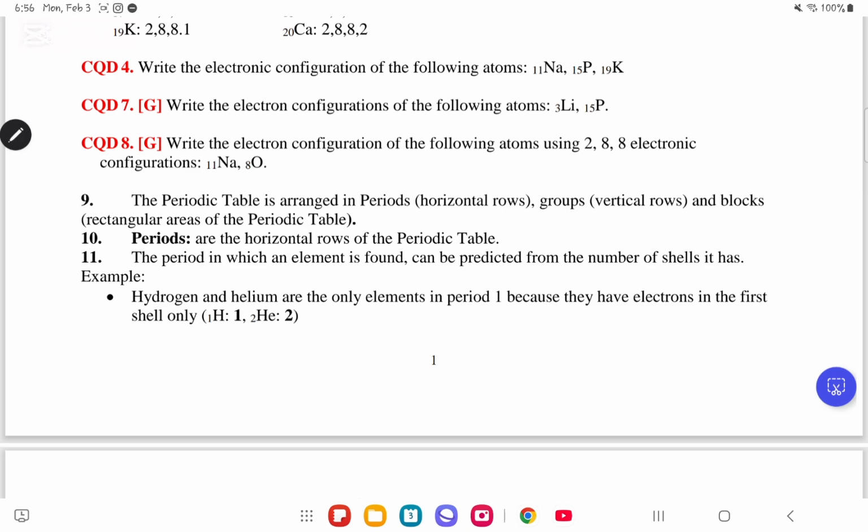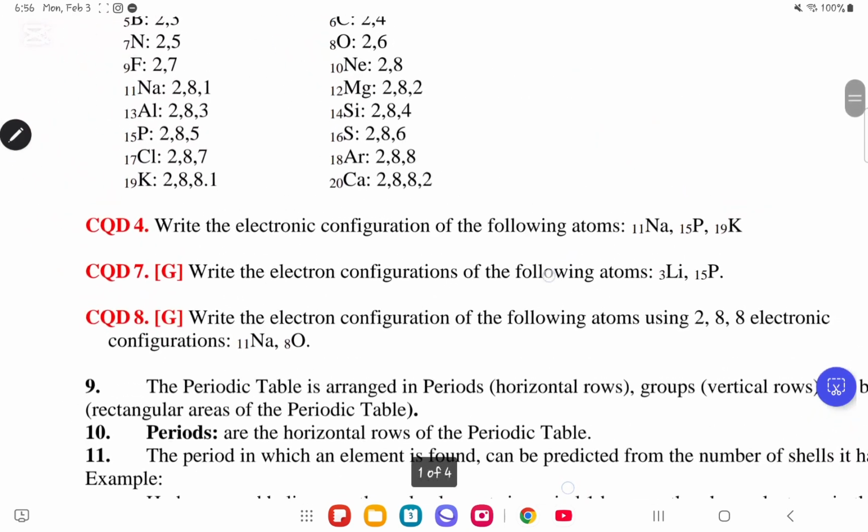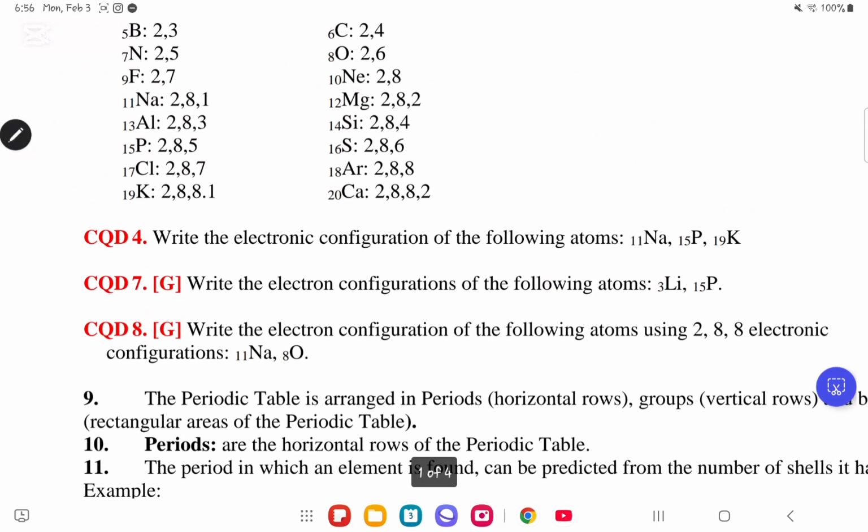Okay, so here they told us to write the electronic configuration of the following atoms. So of course, on the answer key, it is written what? To use the SPDF rule. The SPDF rule is not coming for us unless you want to use it.